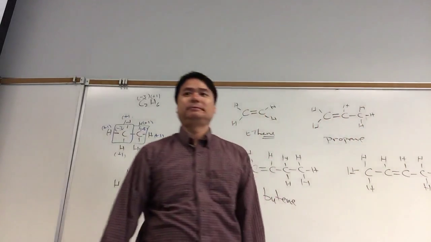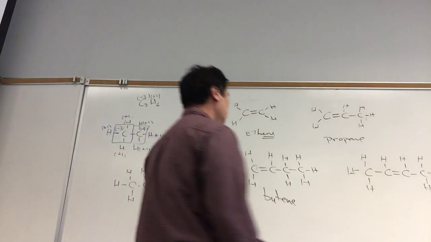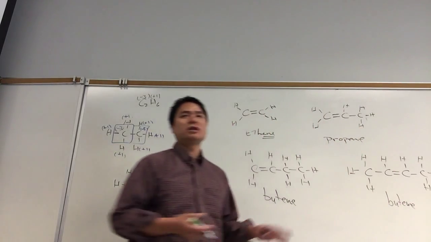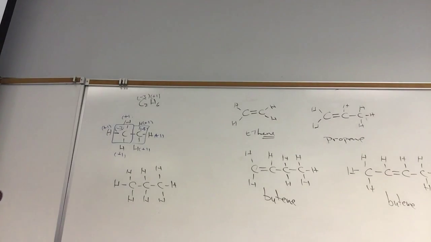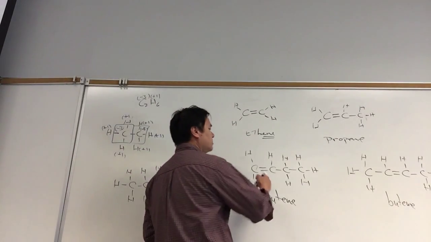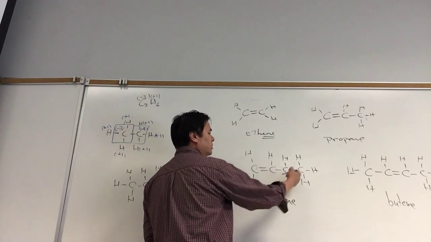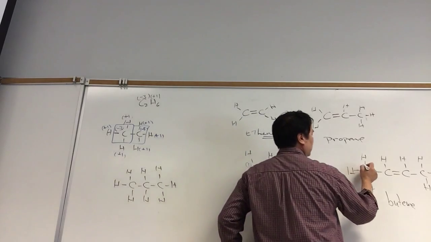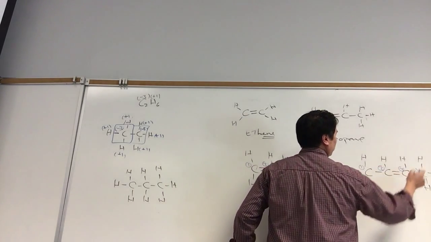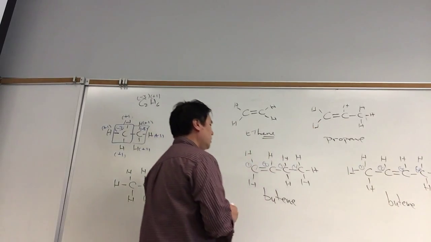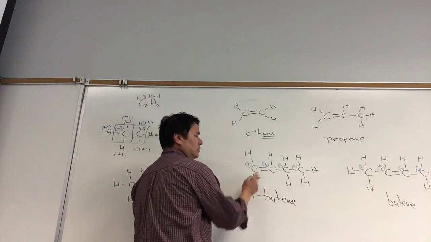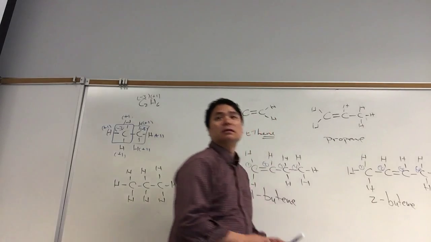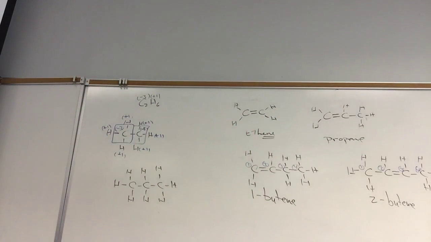How about this one? This one's also called butene. And since both of these are called butene, we have to differentiate between the two. And the way we differentiate between the two is this. We number the carbon atoms. And so butene is a 4-carbon chain. So we number the chain 1, 2, 3, 4. This one we call 1-butene because the double bond starts on carbon 1. This one we call 2-butene because the double bond starts on carbon 2.